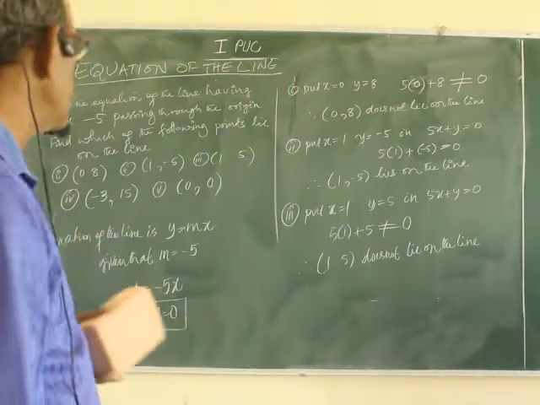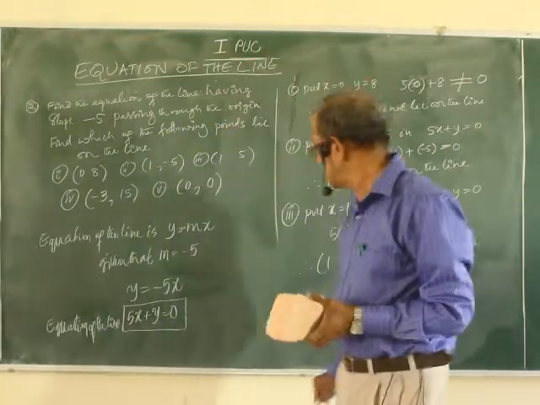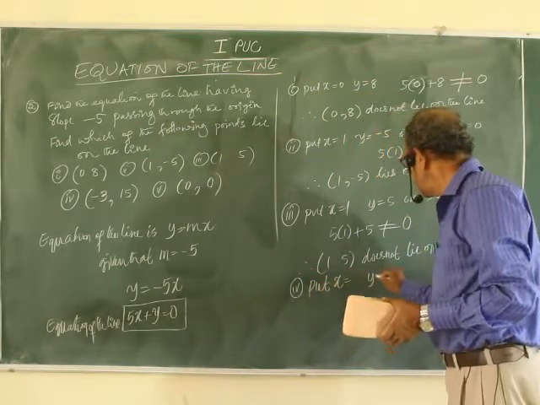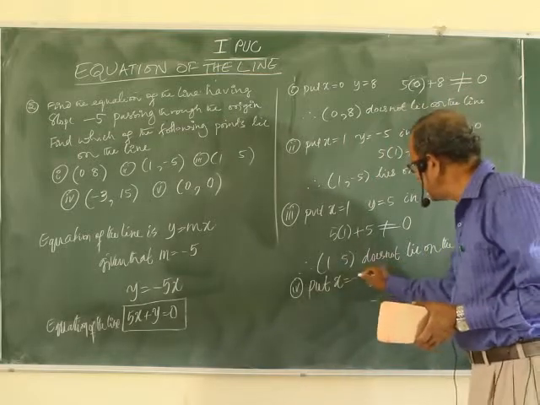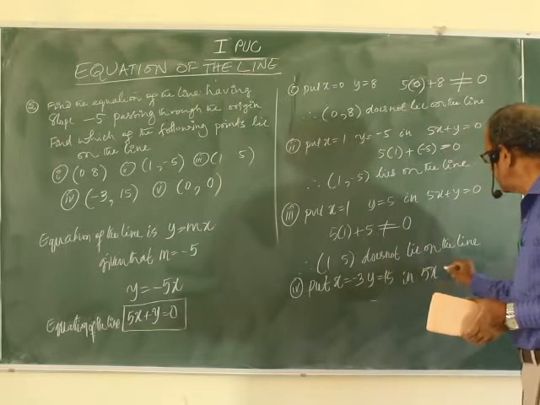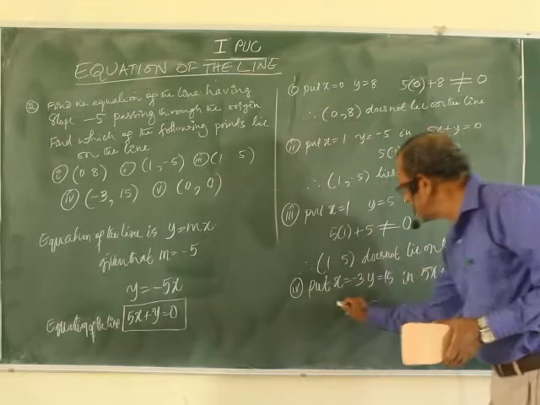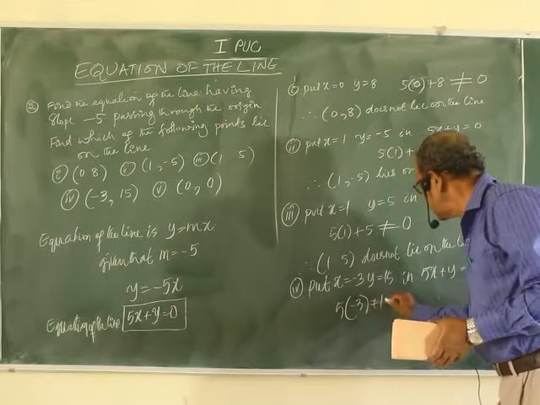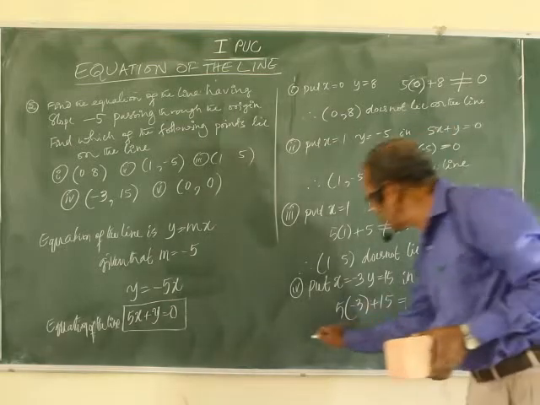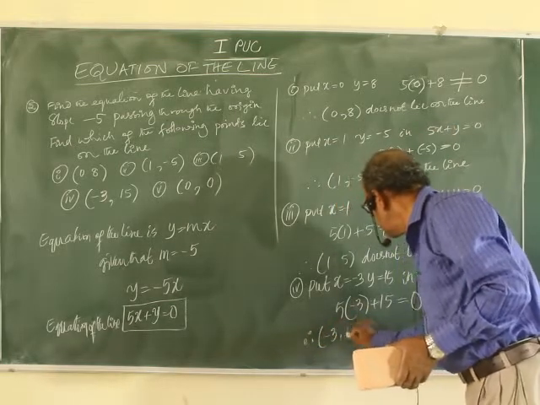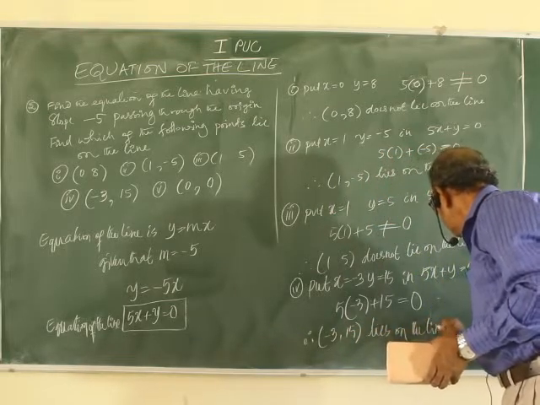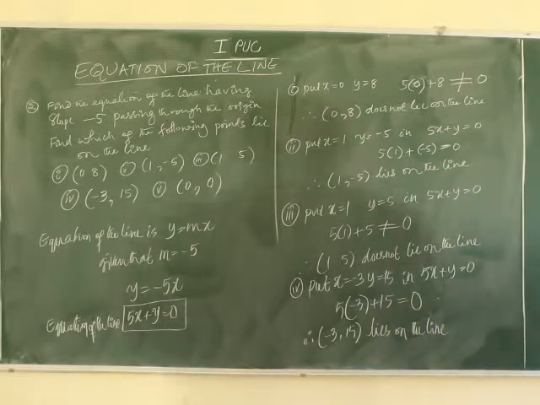Right? Next, third one over, fourth one, put x equal to minus 3, y equal to 15, fourth point. In 5x plus y equal to 0, what do you get? 5 into minus 3 plus 15. Whether it is 0 or not? Yes, 0. Therefore, minus 3 comma 15 lies on the line.